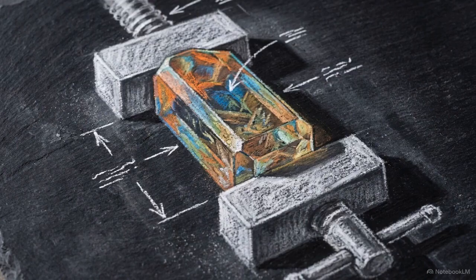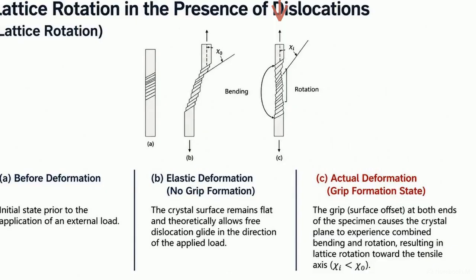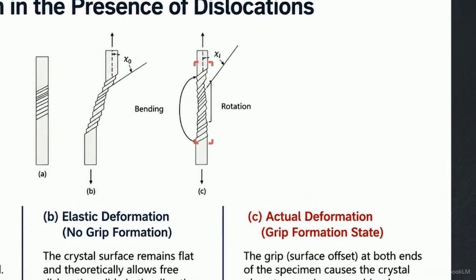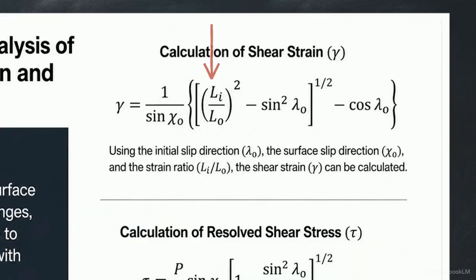While theoretical models allow for unconstrained slip, physical tensile testing involves grips that fix the ends of the crystal in place. Because the grips prevent free lateral movement, the crystal planes must undergo a combined state of bending and rotation toward the tensile axis to maintain their physical alignment. This rotation continuously changes the surface length of the crystal from L0 to L sub I, necessitating a dynamic calculation of shear strain throughout the process.